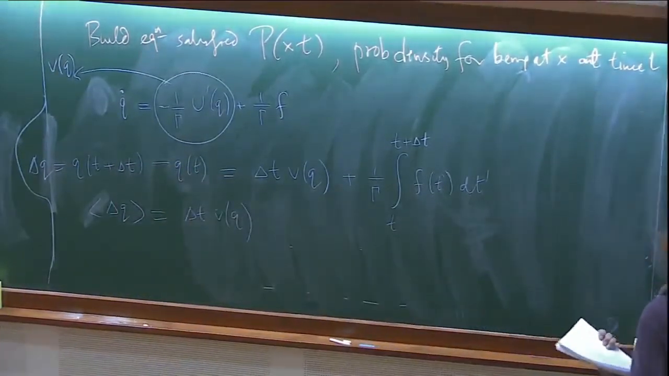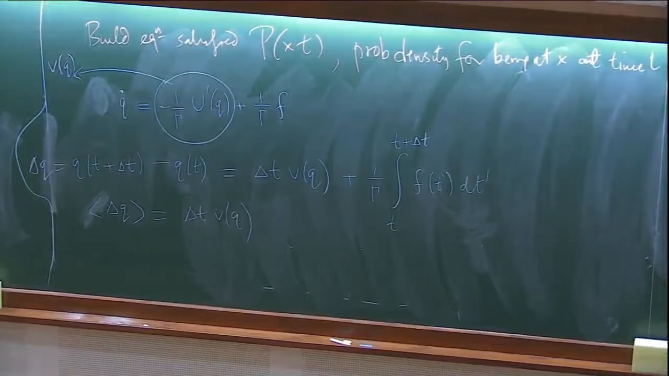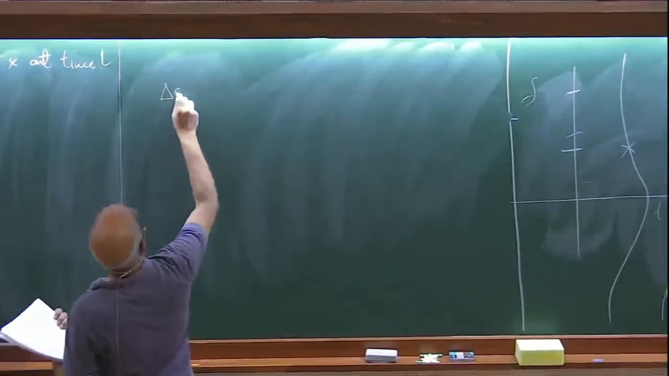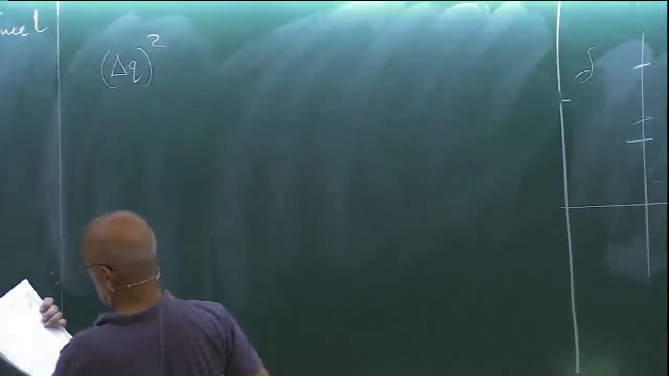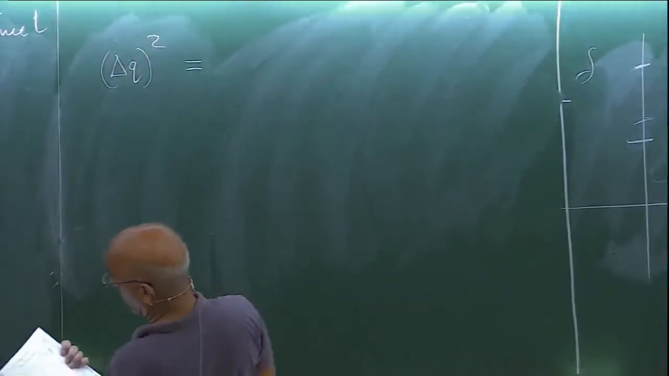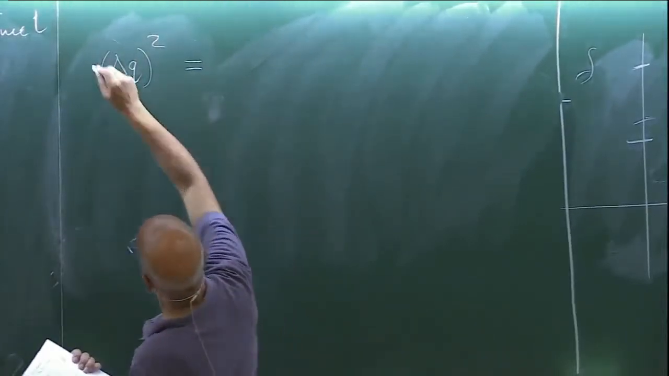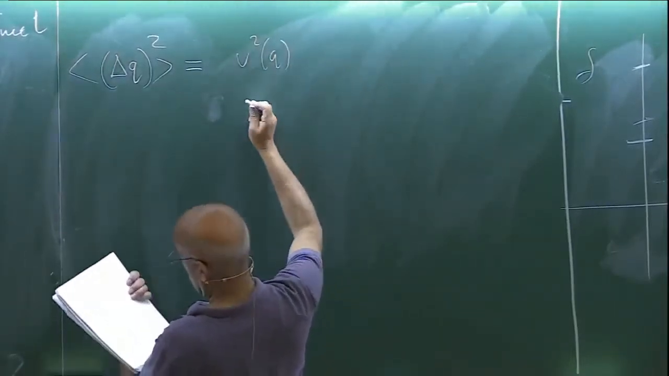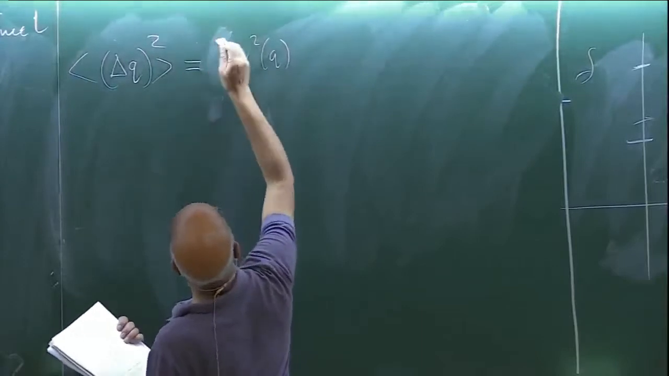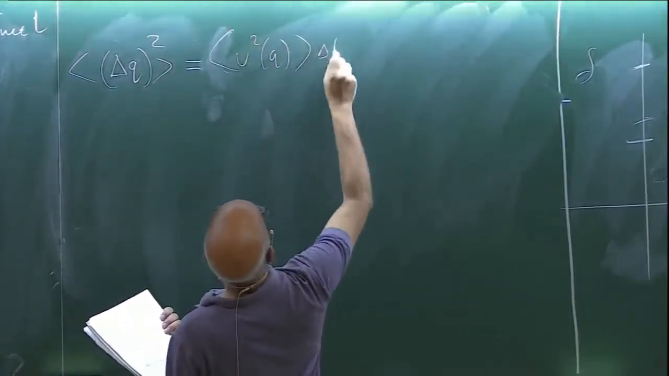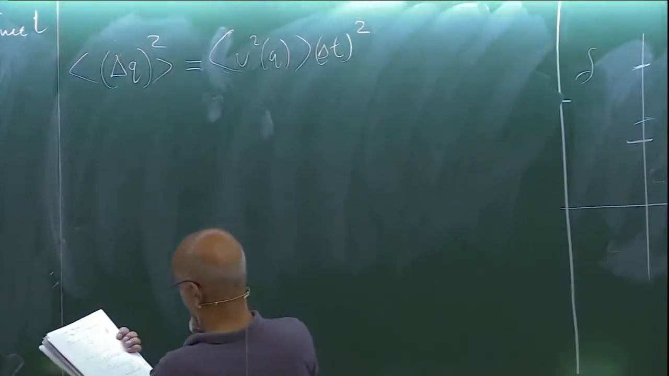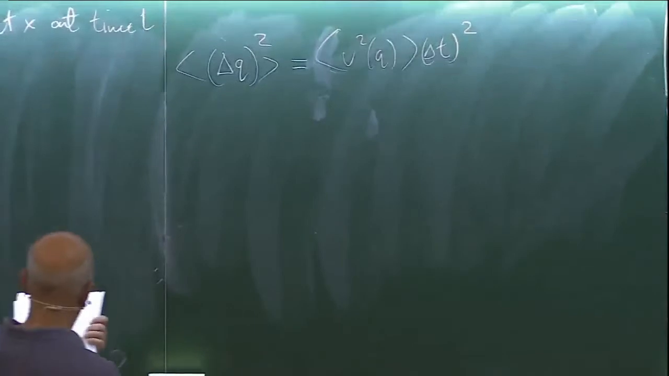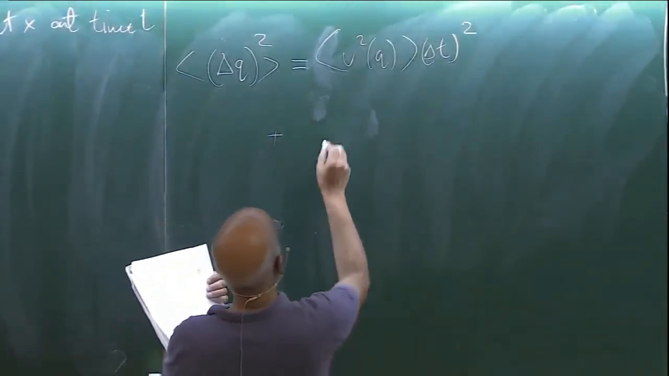However, how much is delta q squared going to be? And then we'll average it. It's going to be v squared of q, average, times delta t squared, plus a cross term, but that cross term, okay, we'll see. Let's write them all down.